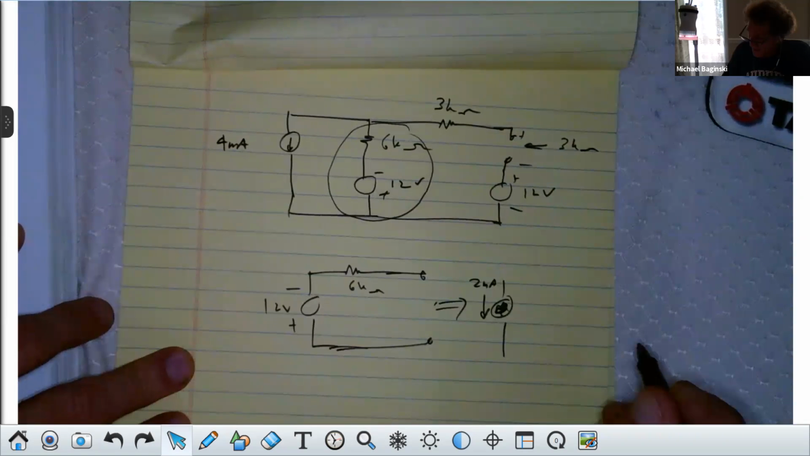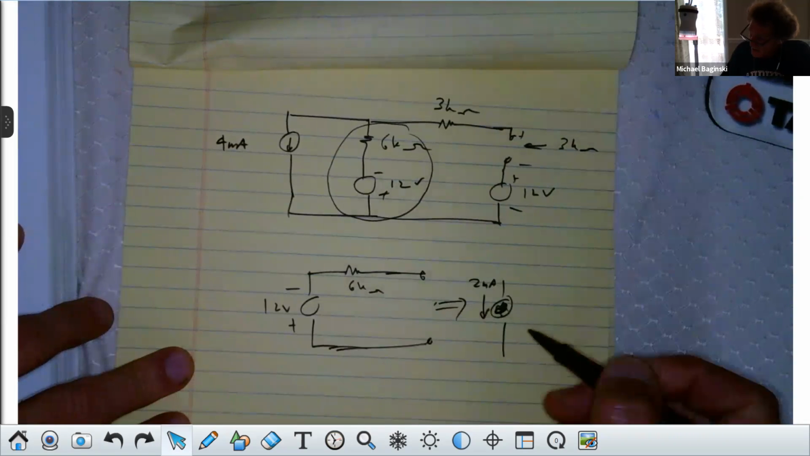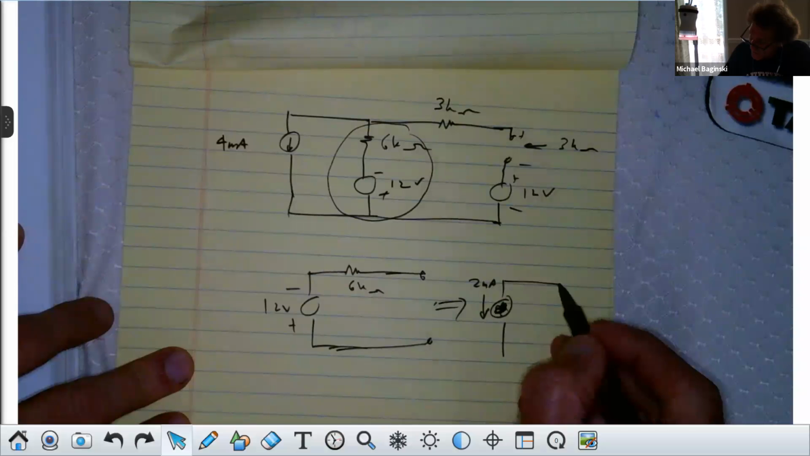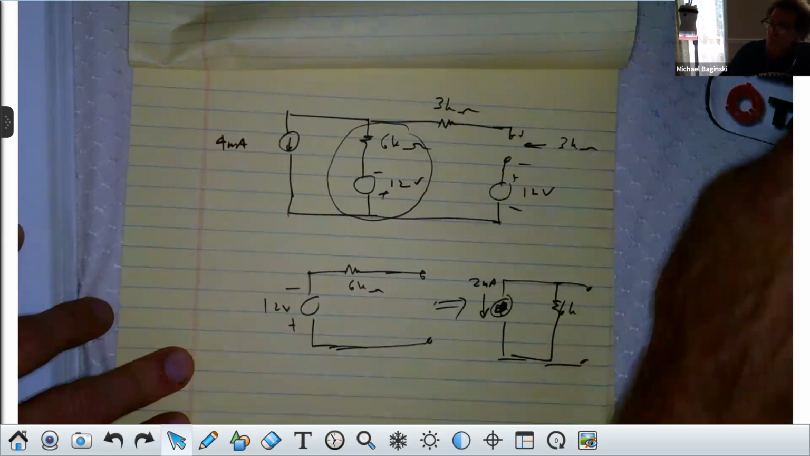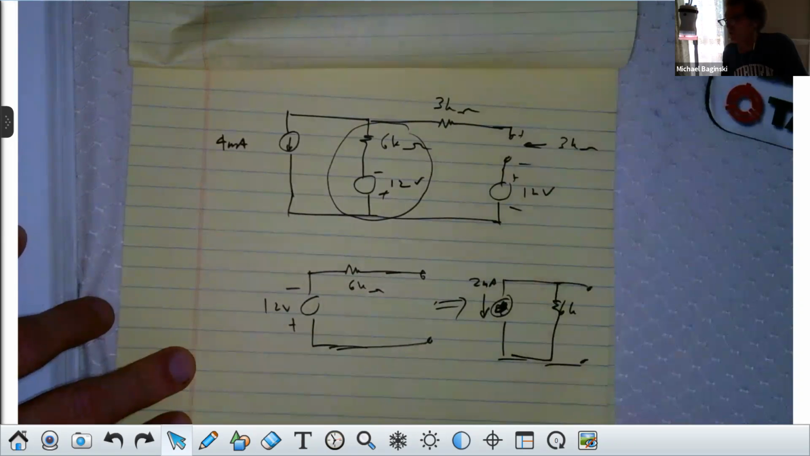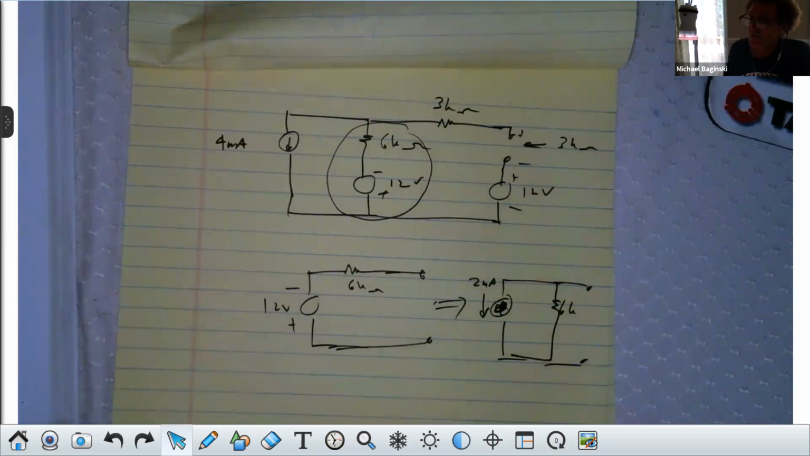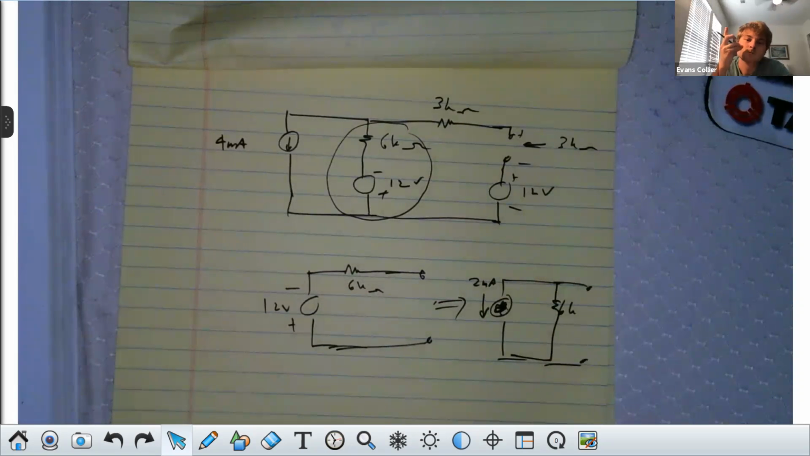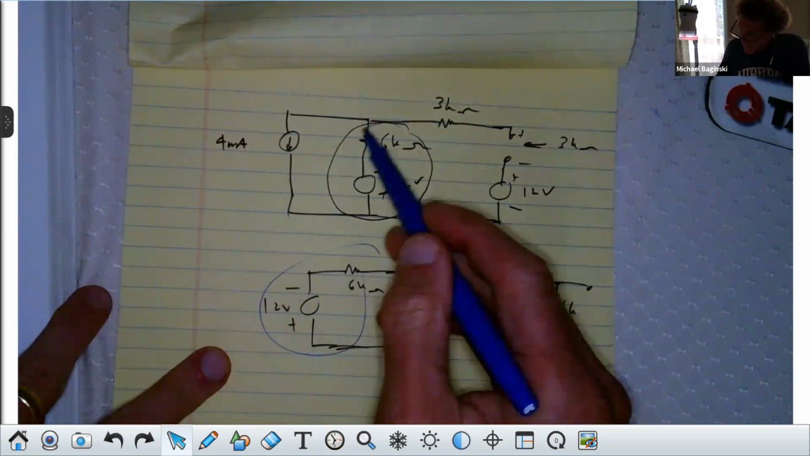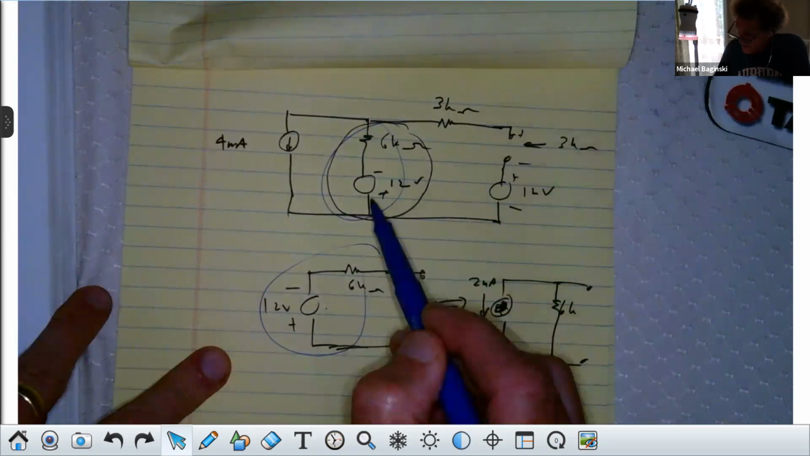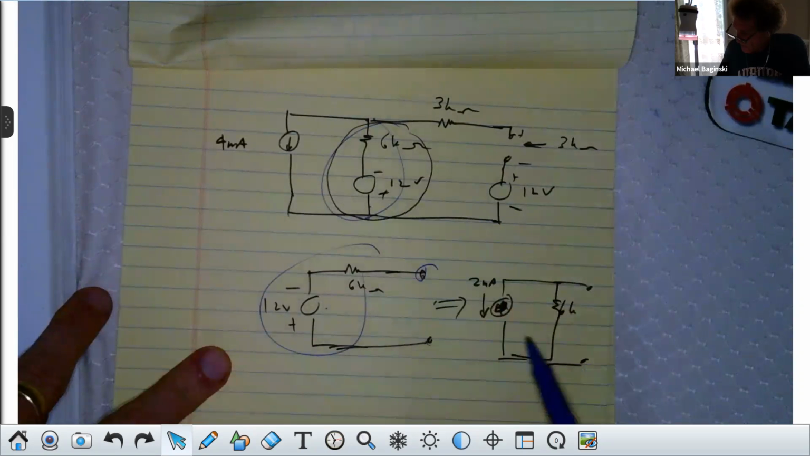Because of the negative sign here, current's going to go down, and it's in parallel with 6K, right? You all see that? Now, I don't want to go quick, but I want to make sure everybody can see this, right? Now take a note here. This is this, right? So I can replace this right here to here with this.